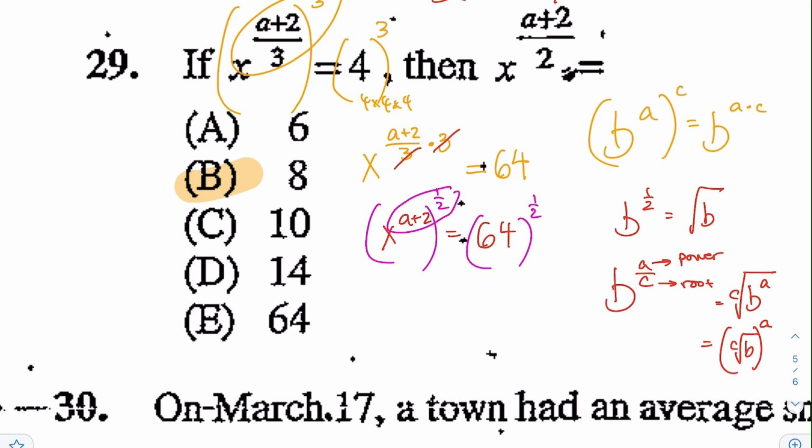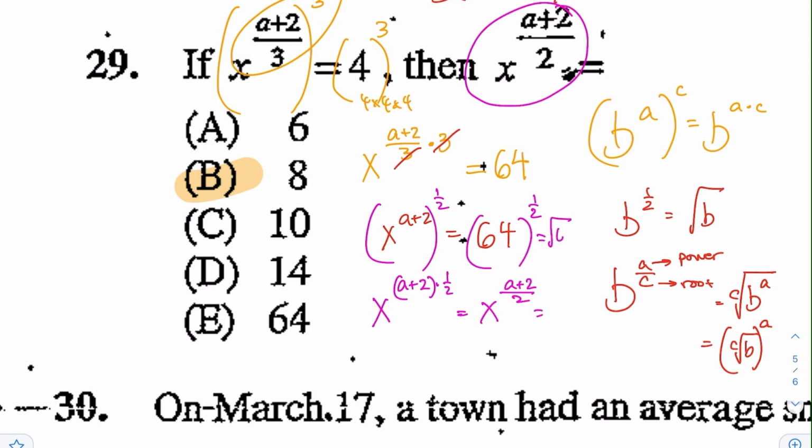again, you'll be multiplying the exponents. So this would be x raised to the (a plus 2) times 1/2. Or when you multiply by 1/2, you're really just dividing by 2, which is exactly what you want. And that's equal to the square root of 64, which is equal to 8. So the answer is going to be choice B.